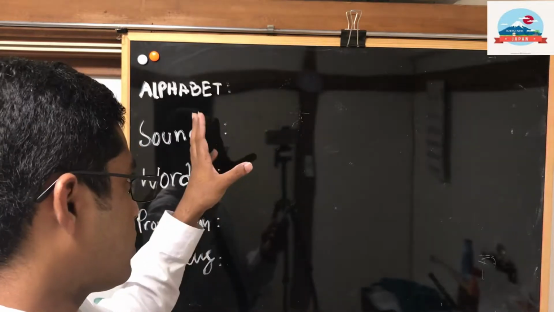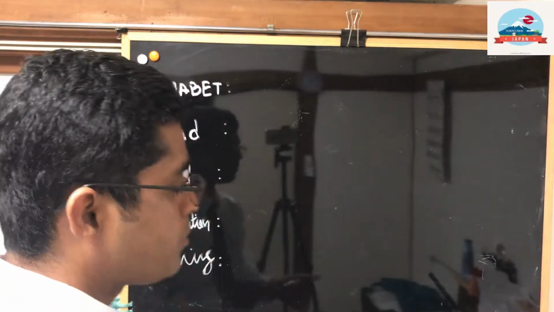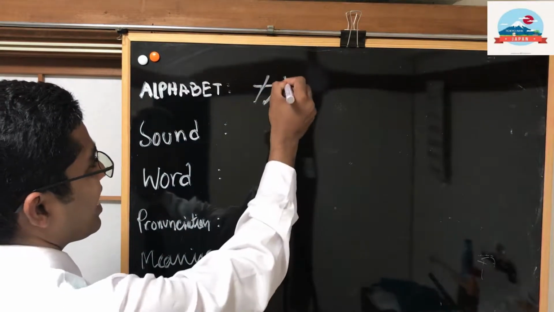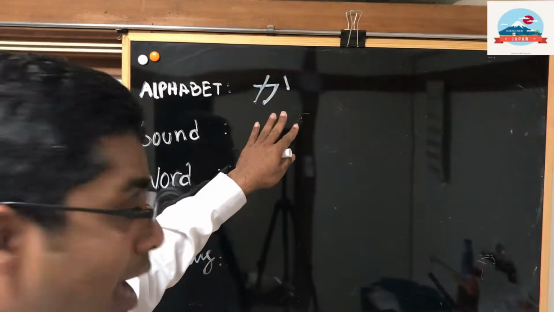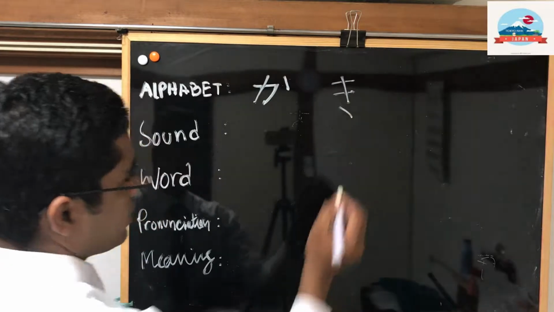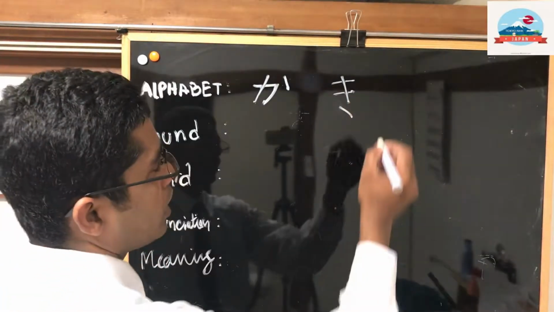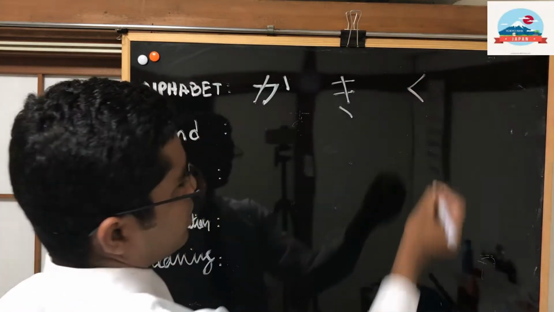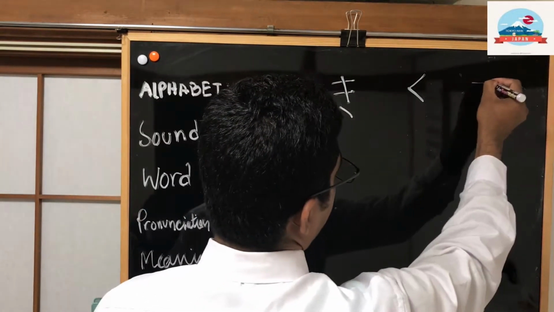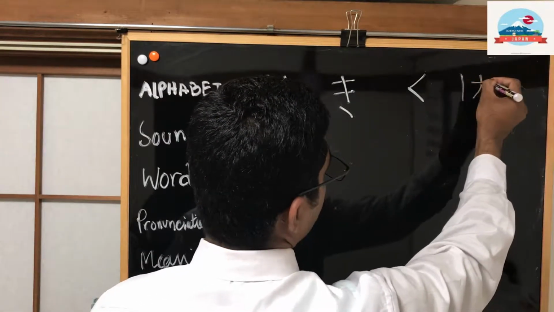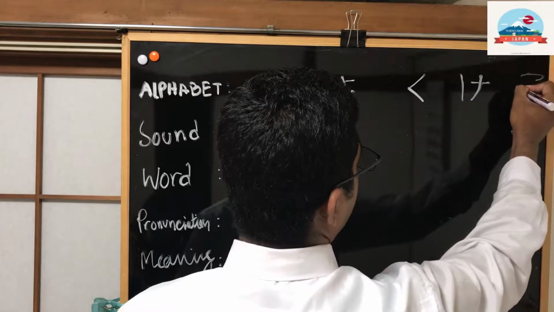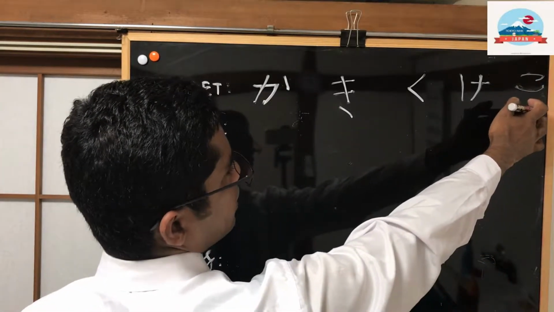We are starting with the next five alphabet. Okay, let's go. This ka, and first, second, third, this ki. And this ku, and this ke. One, two, three, ke, and this last ko. This column's last alphabet is ko.